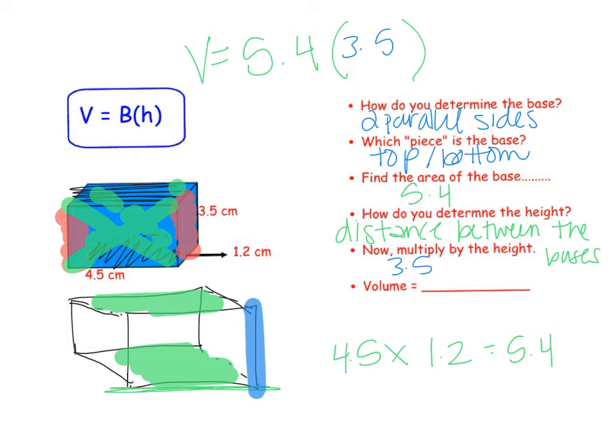Now, to find the volume, I'm going to multiply 5.4 times 3.5, and I come up with a volume of 18.9. Now I need units. So my units is centimeters, and volume is cubed because I multiplied 3 dimensions. I multiplied a length and a width to get the area of the base, and then I multiplied by the height. So volume is considered 3-dimensional, so it's 18.9 centimeters cubed.